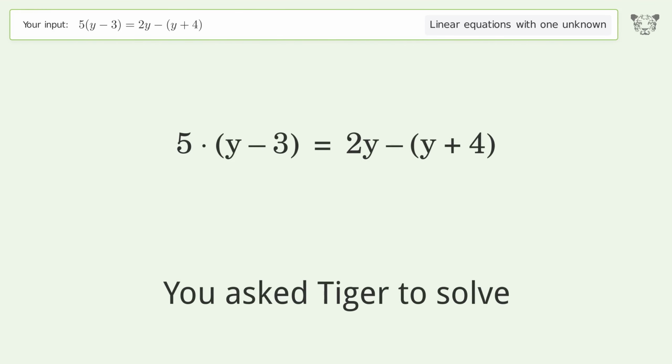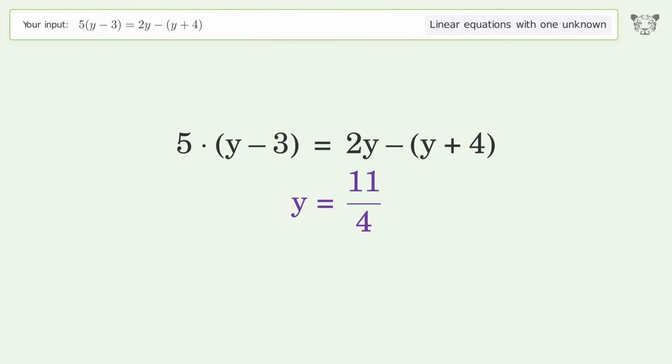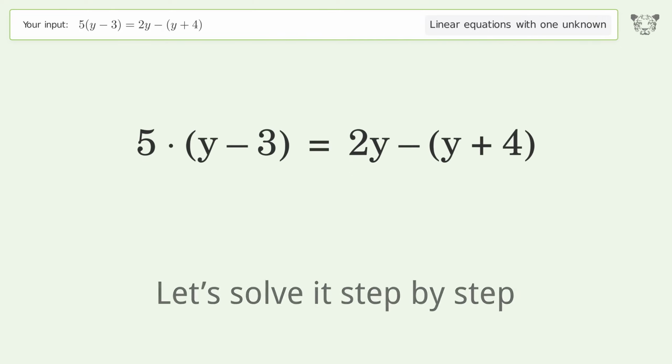You ask Tiger to solve this. This deals with linear equations with one unknown. The final result is y equals 11/4. Let's solve it step by step.